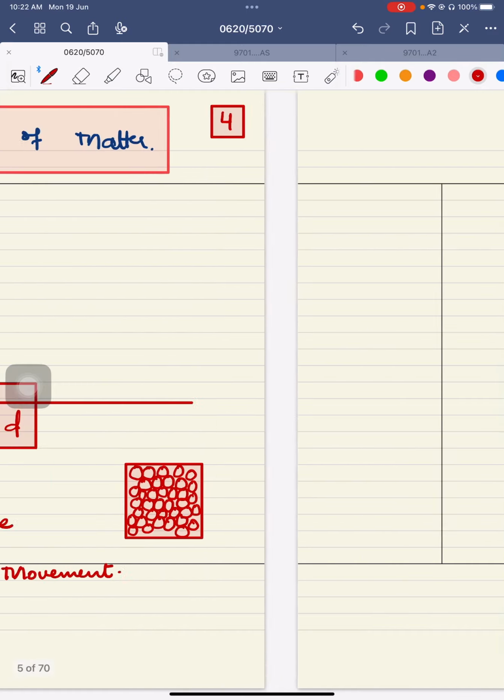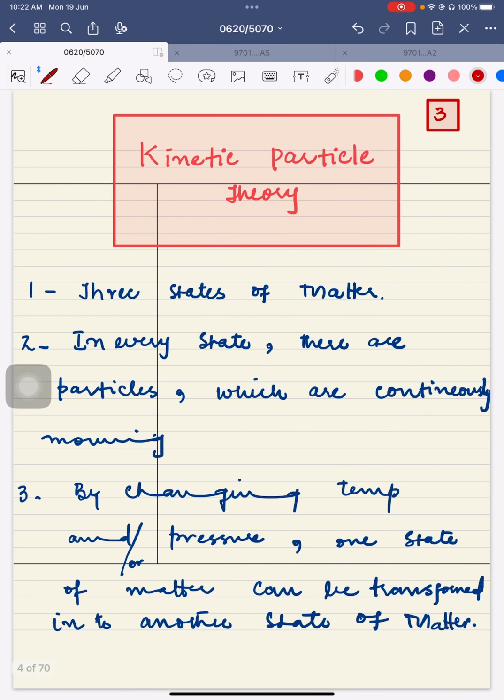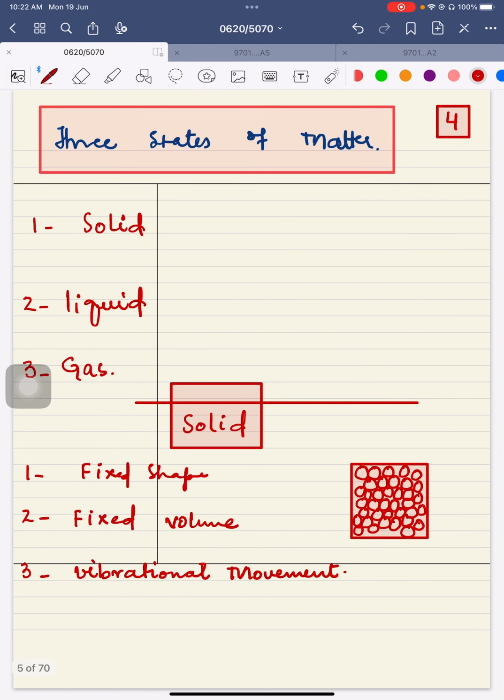In the last topic, we started kinetic particle theory and studied the three postulates of kinetic particle theory. Afterwards, I told you the three states of matter: solid, liquid, and gas. We have just studied solid in detail. We have drawn the diagram of the solid, and I have told you that the particles of a solid are moving. Particles of any matter are moving, bache.